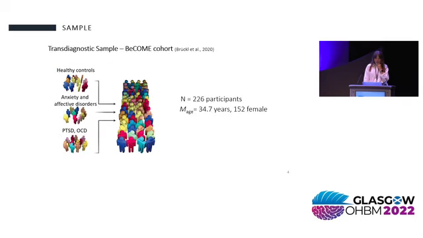The sample we used is a transdiagnostic sample, so it spans from healthy controls to disease. The diseases we're talking about are anxiety and affective disorders, PTSD, OCD, and several other comorbidities. So it's not a clear-cut sample, it's just how reality looks. The sample is the BECOME cohort, which is an in-house study at the Max Planck Institute in Munich. In total, we used for this analysis 226 participants, which were recruited until our fixed date. And the study is still ongoing.